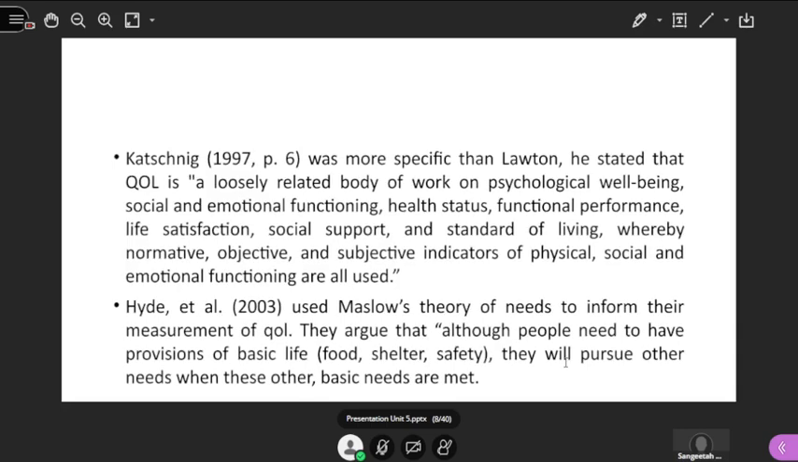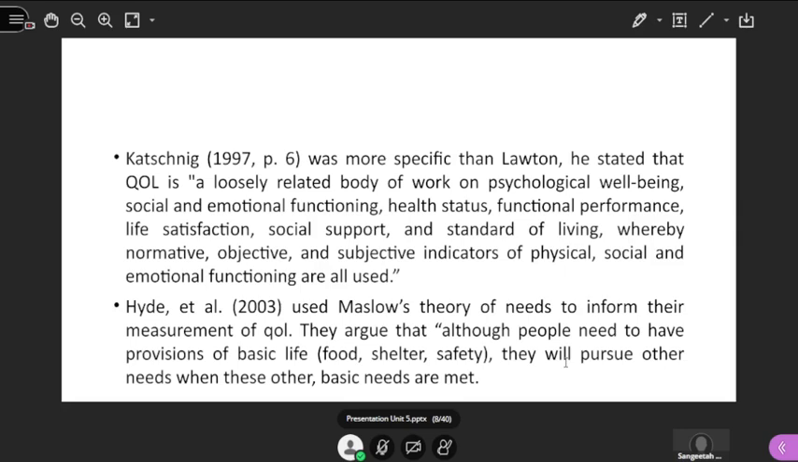And then Cushing was more specific than Lawton. He stated that quality of life is a loosely related body of work on psychological well-being, social and emotional functioning, health status, functional performance, life satisfaction, social support, and standard of living, whereby normative, objective, and subjective indicators of physical, social, and emotional function are all used.